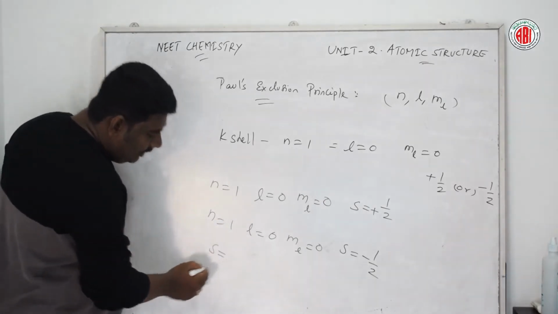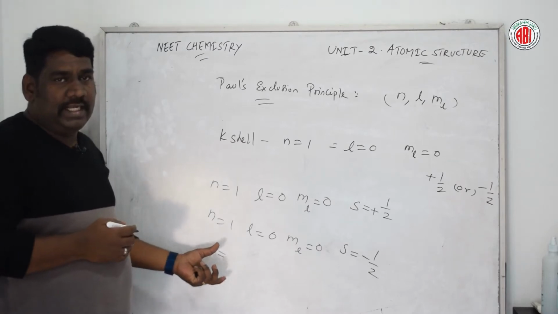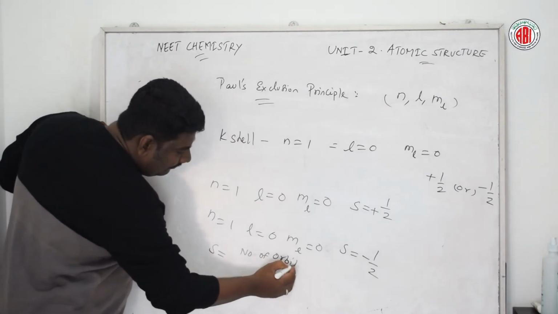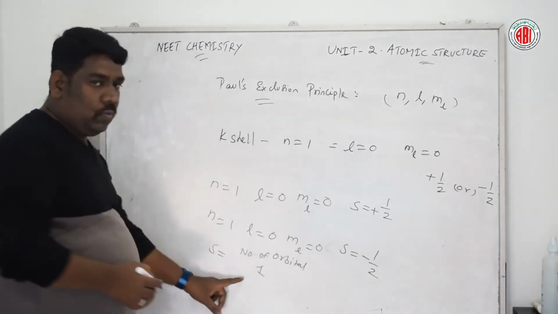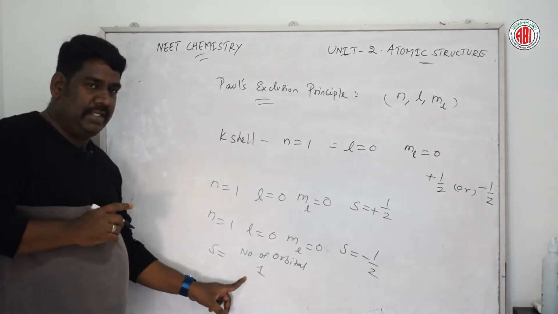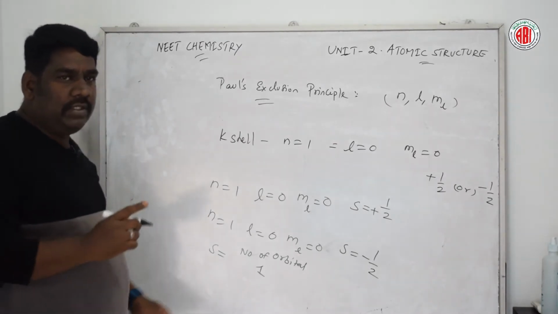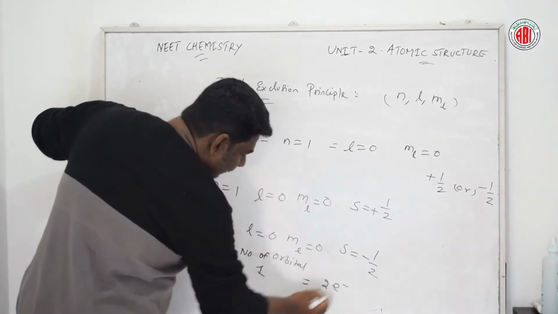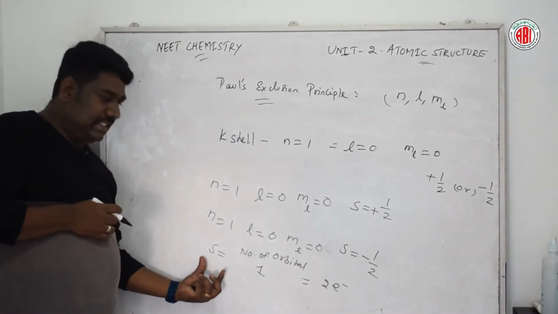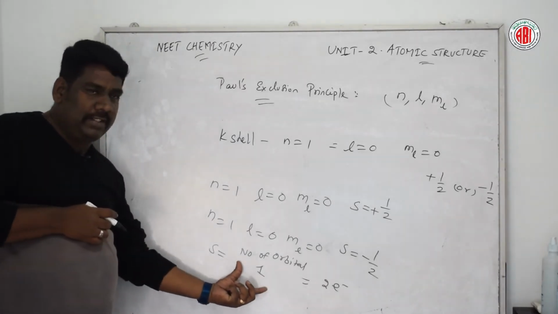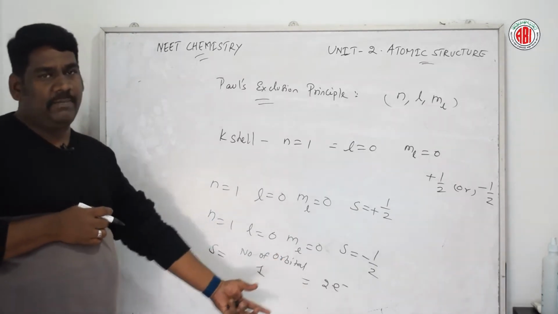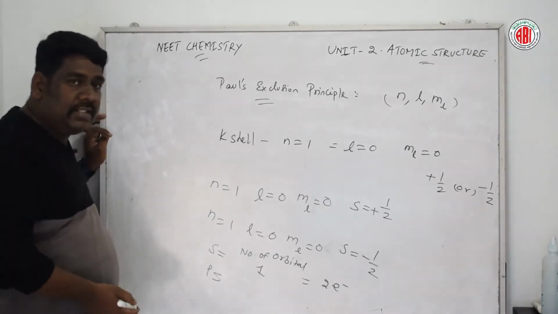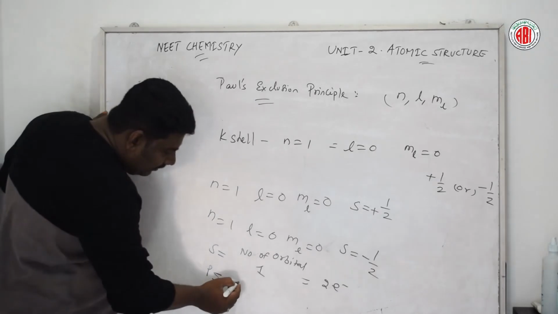In the s subshell, the number of orbitals is 1. So one orbital is present for the s subshell. That means one orbital can contain a maximum of 2 electrons. So the s subshell always has 2 electrons.